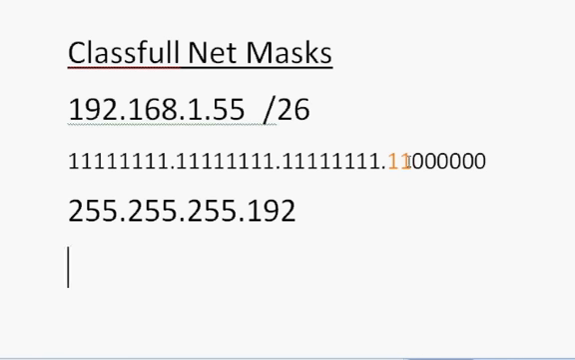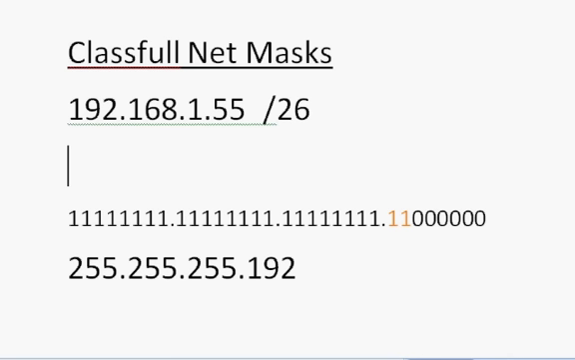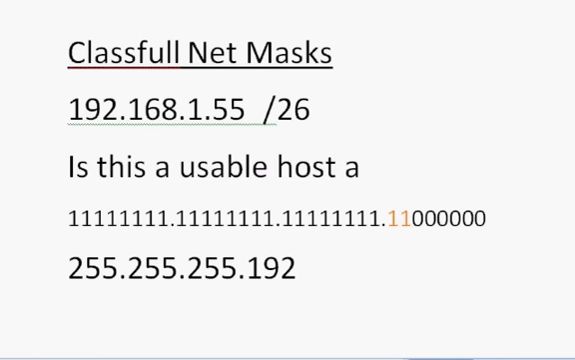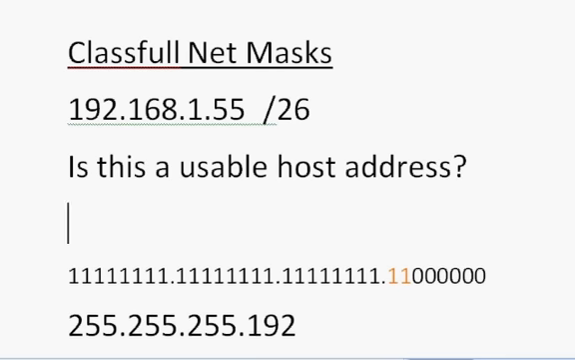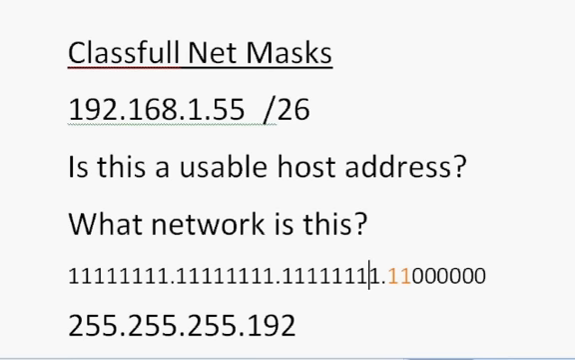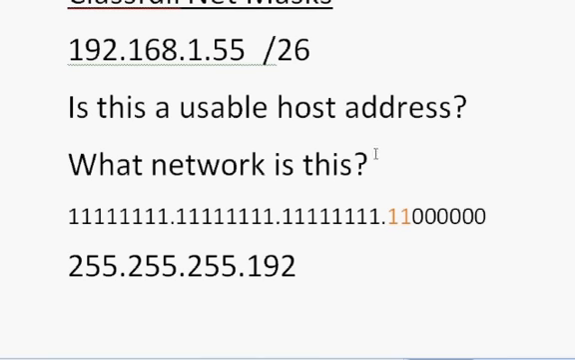And so in the CCNA, they'll ask you this type of question. And this type of question on the CCNA will be something like this. Is this a usable host address, right? Or what network is this? And it's difficult because with a number like this, you can't rely on just normal classful addressing to figure it out. So you look at this number and you say, is this a usable host address, or what network is this in? And you have to answer that. Well, how do you answer that? I'll show you the way that's very useful, which is to figure out what is the magic number.